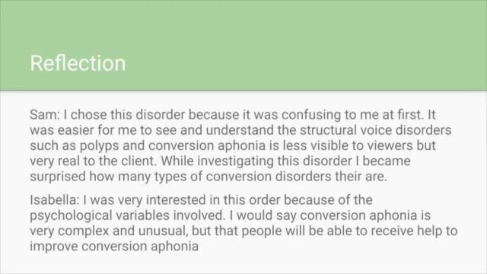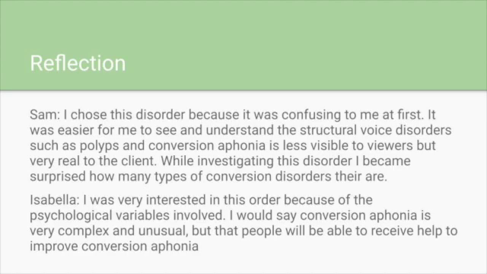Moving on to our reflection, I chose this disorder because it was confusing to me at first. It was easier for me to understand and even see the structural voice disorders such as polyps, granulomas, cysts, and conversion aphonia is less visible to viewers, but it's very real to the client. And so this is why I wanted to research it, to know more about it, so that I could visualize it in my head and understand what is actually going on.